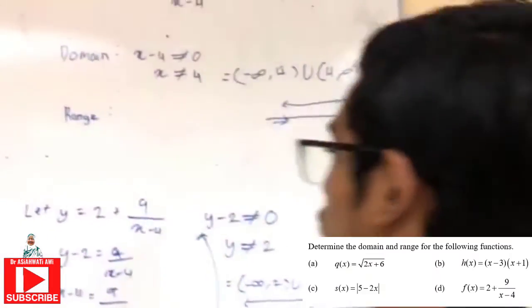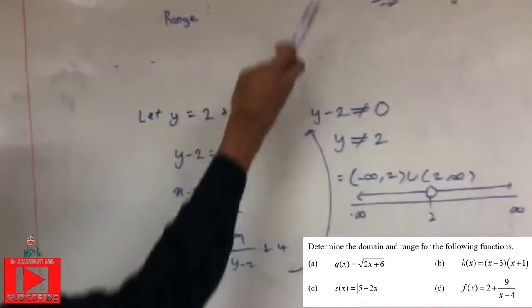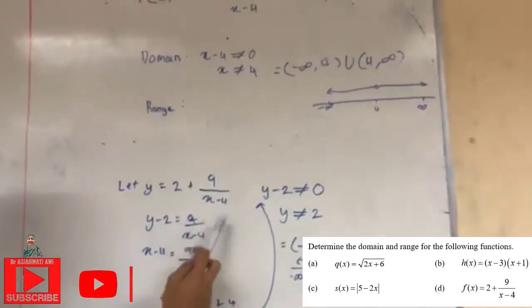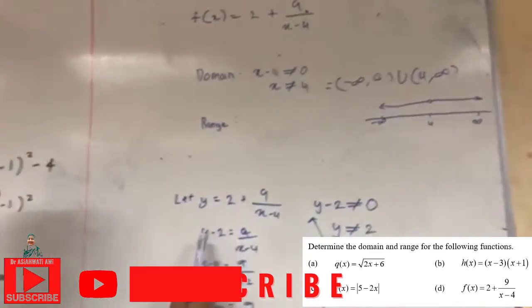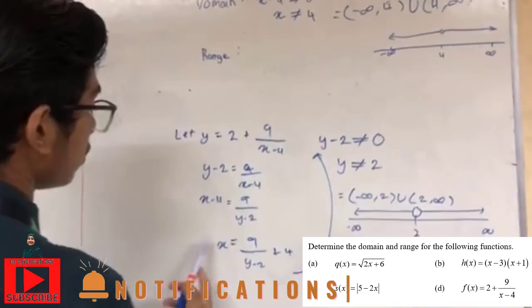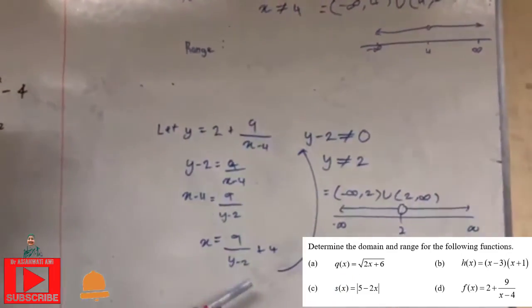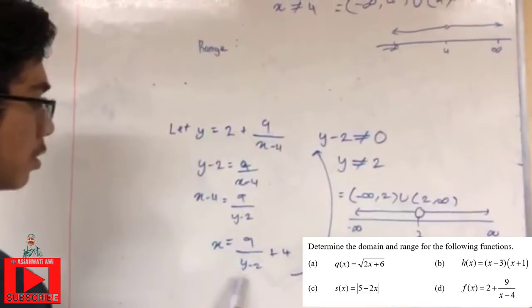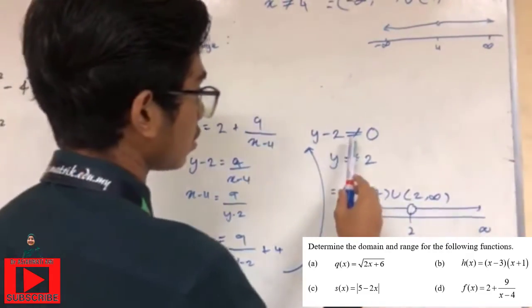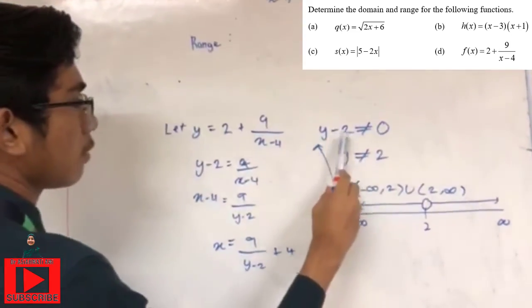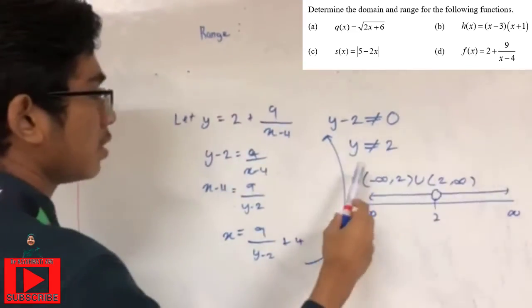Lepas tu untuk cari range, kita kena buat inverse daripada equation ni. So kita buat let Y sama dengan 2 tambah 9 over X minus 4. Lepas tu kita jadikan X ni belah left hand side. So kita pindah-pindah, dapat X sama dengan 9 over Y minus 2 campur 4. So kita ambil dia punya denominator, kita letak tak sama dengan kosong. So kita nak cari Y dia, kita pindah negative 2 ke belah right hand side, dapat Y is not equal to 2.